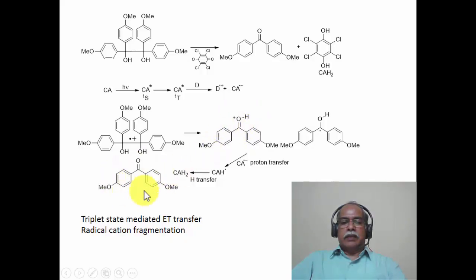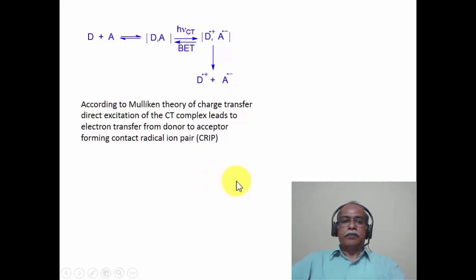Now let us go back to the charge transfer excitation. According to Mulliken theory of charge transfer, direct excitation of the ground state complex should lead to the electron transfer process, and this has been proven by spectroscopic methods by looking at this cation radical anion radical pair using ultrafast picosecond spectroscopy, for example. And the productive chemistry can also be visualized if the donor and acceptor radical ions are not stable. If they undergo further chemical reaction, then one can see the chemical reactions also.